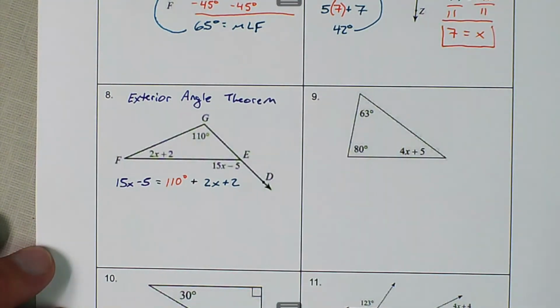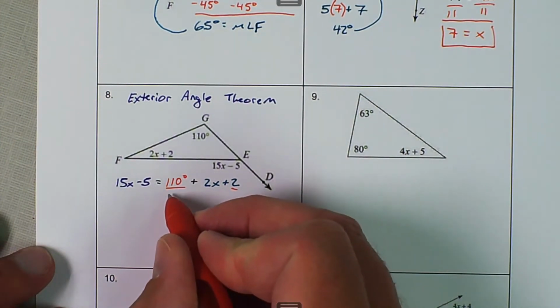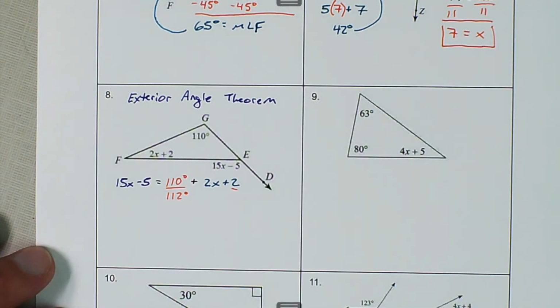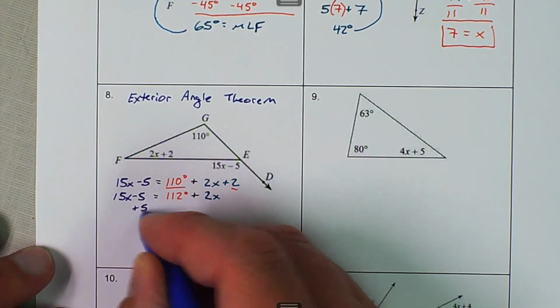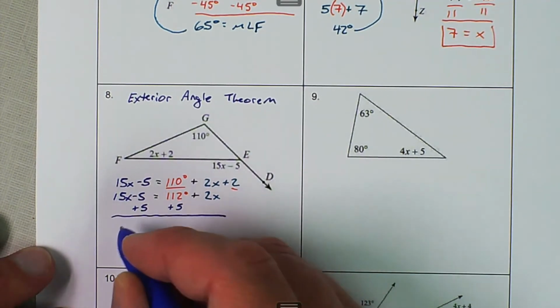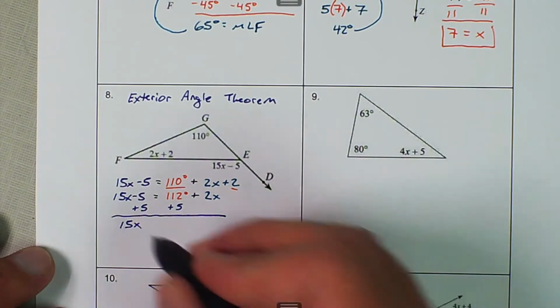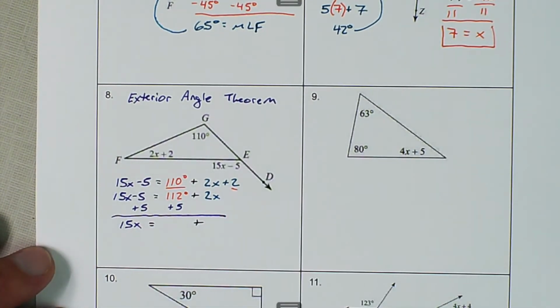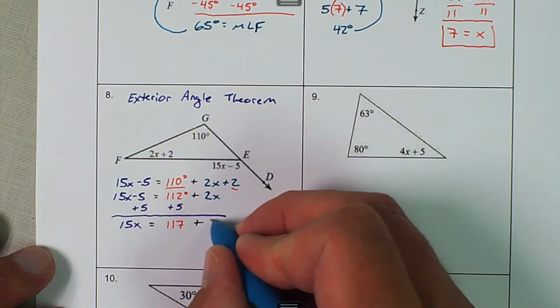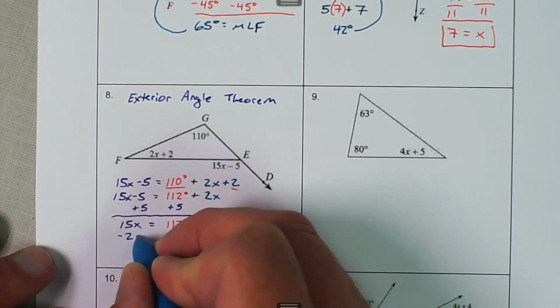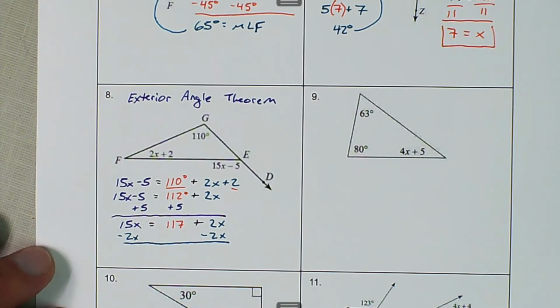And then we can combine these together. So 110 plus 2 is 112 degrees. And then we still have the 2x, and then we still have the 15x minus 5. So we can add 5 to both sides. And then we have the 15x. 112 plus 5 is 117. And then we still have the 2x. And we can subtract 2x from both sides. And then we get 13x is equal to 117.